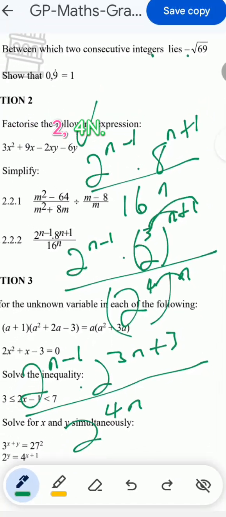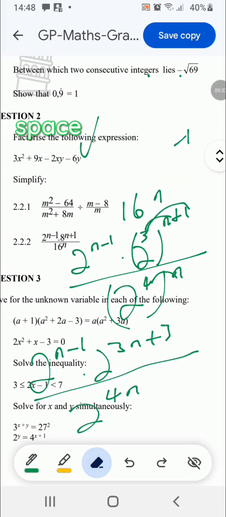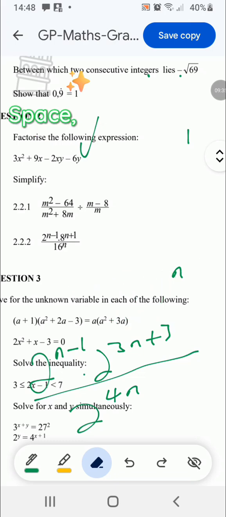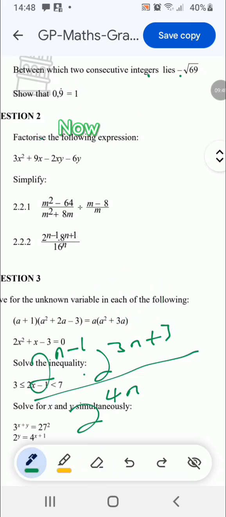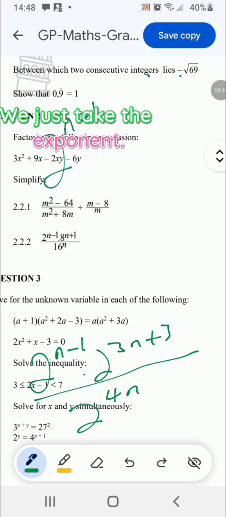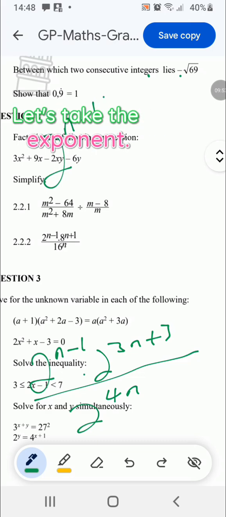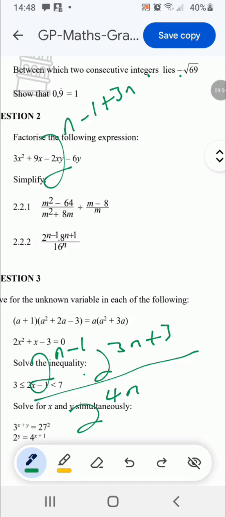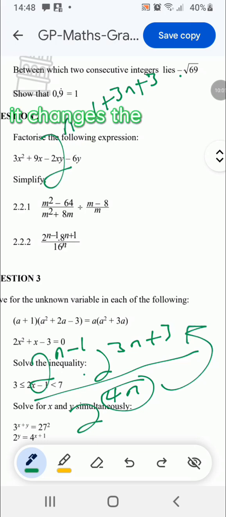These two, 4n. Now let me create some space there. Now we have 2 to the power n minus 1. So there's no need to write the 2 again. We'll just take the exponent, so it will be plus 3n plus 3. What about this 4n? It goes up. It changes the sign, minus 4n.